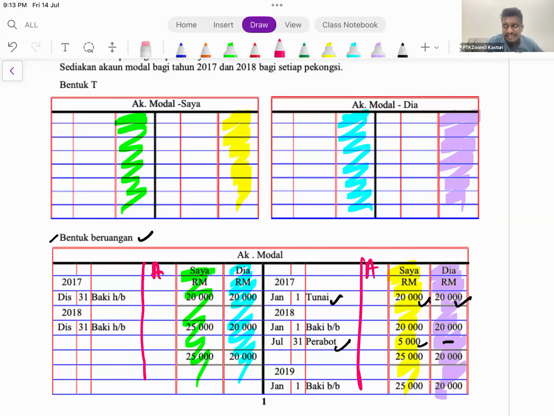Boleh tak ada lebih daripada 3 orang? Dalam SPM tak pernah dan saya rasa tak akan. Maksimum 3 orang sahaja akan ada dalam SPM punya perkongsian. Tapi in a real life perkongsian boleh sampai 20 untuk perkongsian biasa and boleh sampai 50 untuk perkongsian profesional. Tapi in SPM, they don't give you 50 orang. Nanti untuk satu soalan dia kena bagi banyak markah. Dia tak akan bagi macam tu. Maksimum 3 sahaja. Biasanya 2, maksimum 3 boleh. Okay, so you understand account modal beruangan.